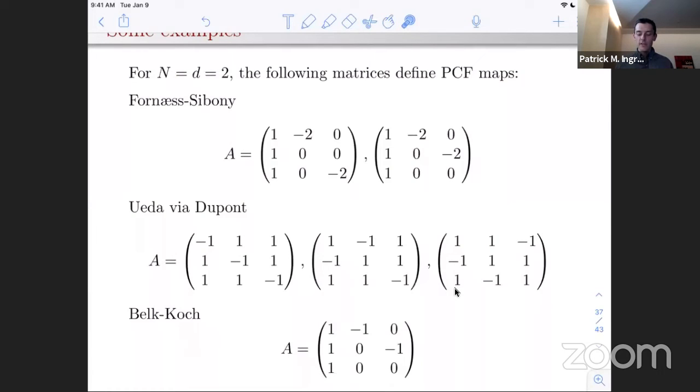So the function I'm thinking of is this matrix times x squared. In other words, the squaring map on P2 followed by the linear transformation implied by these matrices. And it turns out all of these examples are PCF. So this example and this example I've already shown you on previous slides. These come from a paper of Fornaess and Sibony. Here are 3 examples that appear in a paper of Dupont, but they're coming from an earlier paper of Ueda, and Belk and Cook give us this example.